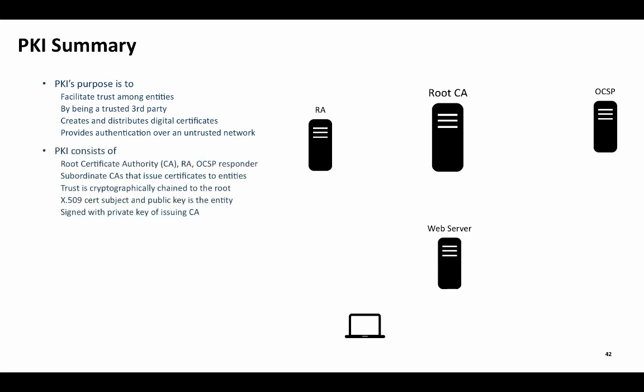PKI consists of the root certificate authority and its associated registration authority and OCSP responder. We mentioned it a couple times, but the root CA should always only issue certificates to subordinate certificate authorities, and it is those subordinate certificate authorities that should issue certificates to entities such as clients, servers, individuals, and organizations. The root CA should never issue certificates to endpoints. Trust is cryptographically chained to the root via hashing the certificate that contains the entity's public key and encrypting the hash with the certificate authority's private key.